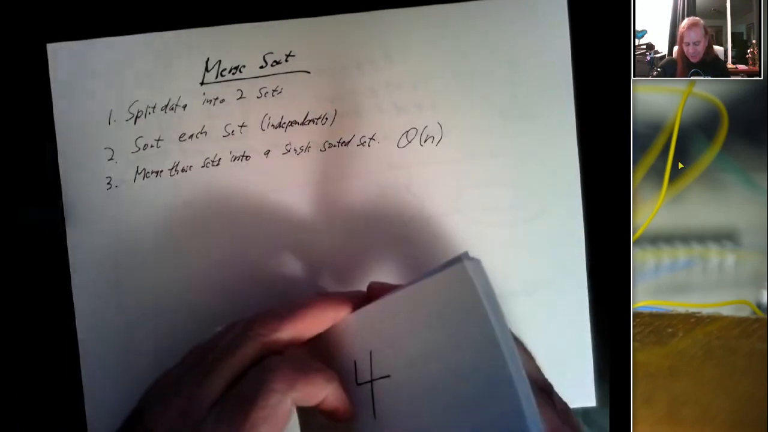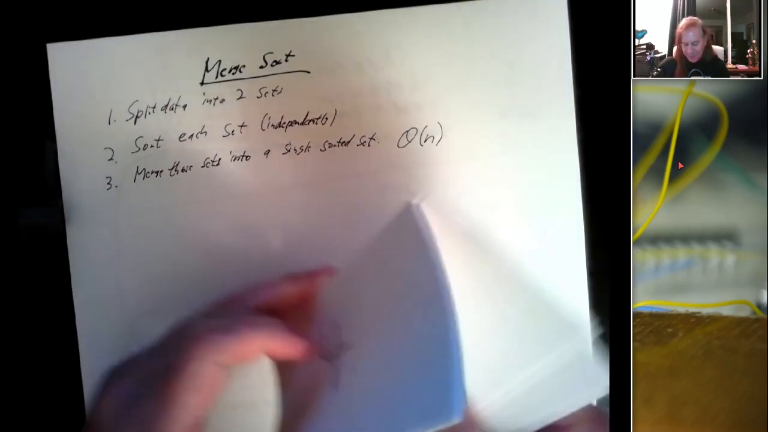Right? If I have a total of n pieces of data, I'm going to have to take the smallest of the two piles and put it into my output. That's going to happen a total of n times. So the merging is really an order n operation.